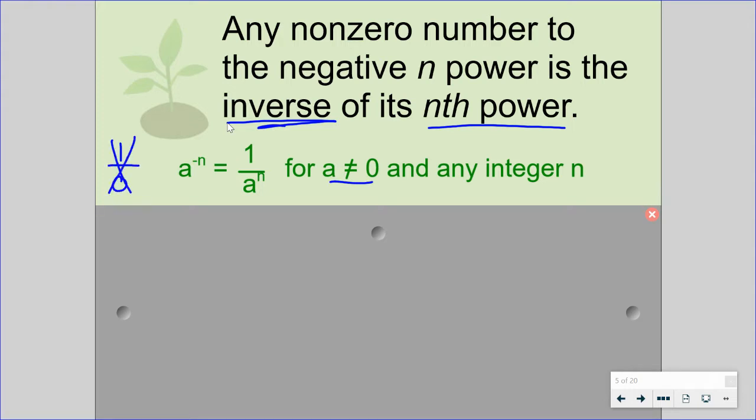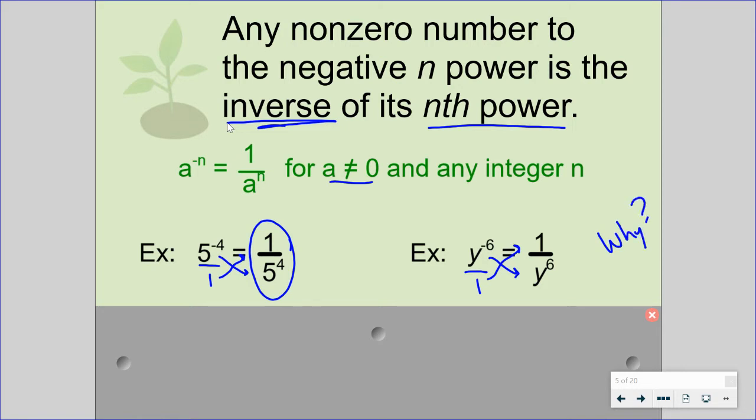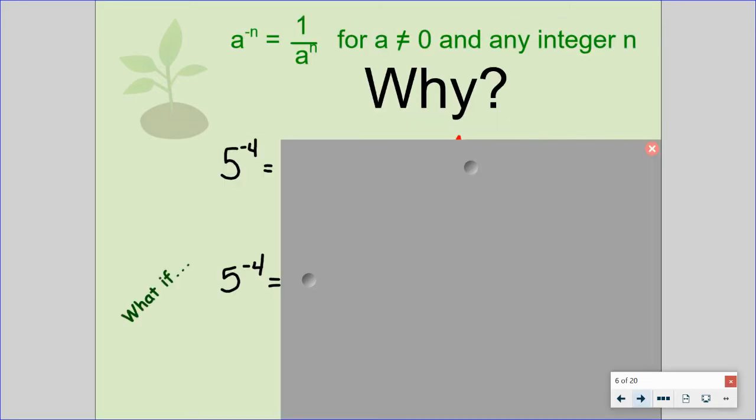That's nonsense as well. So for example, 5 to the negative 4th gets changed to its inverse, and then the negative turns into a positive 4, and we get something that makes sense. Y to the negative 6th also gets changed to its inverse, and the negative 6 turns to a positive. Now, speaking of y, I mean, where the heck does that come from? There's no such thing as magic. As promised, we will use some mathematical reasoning to turn it into something that makes sense.